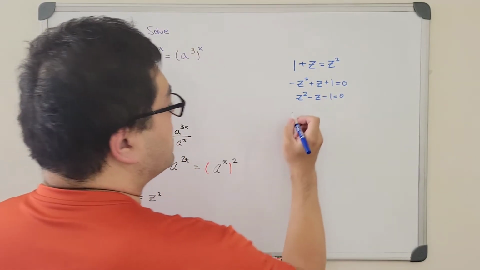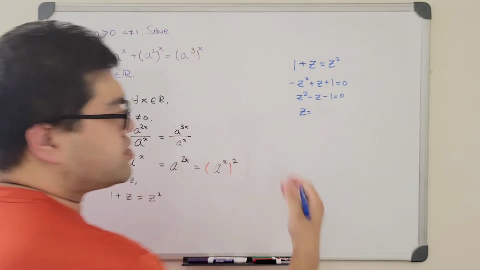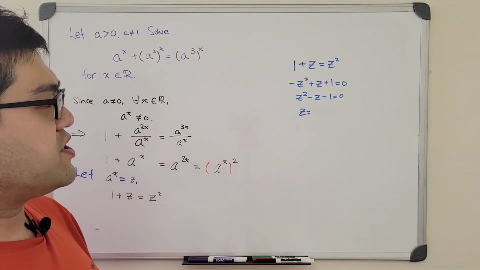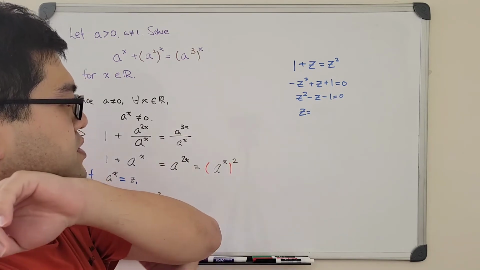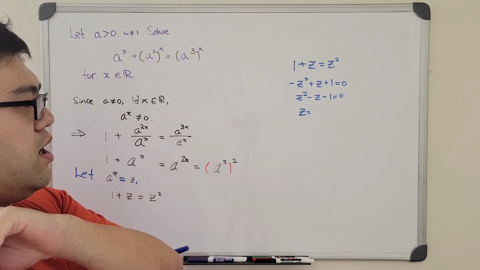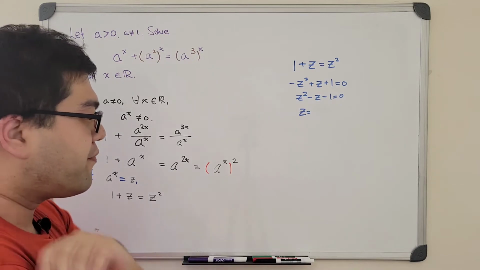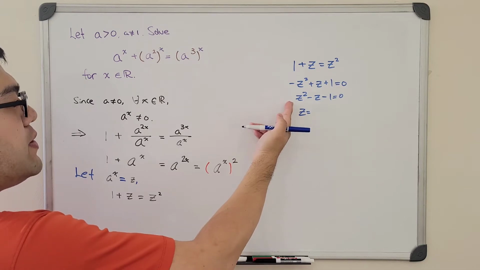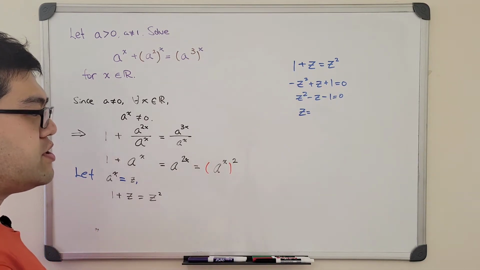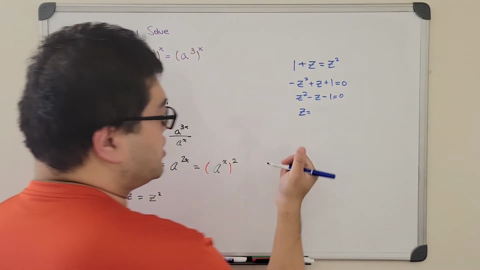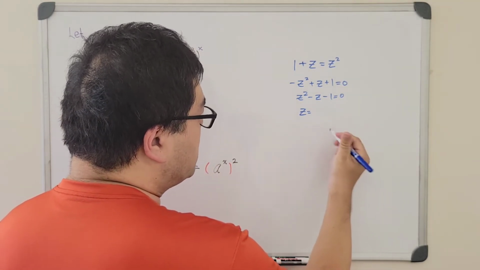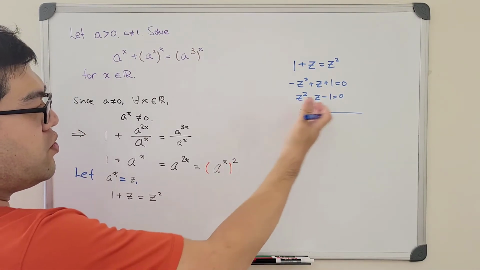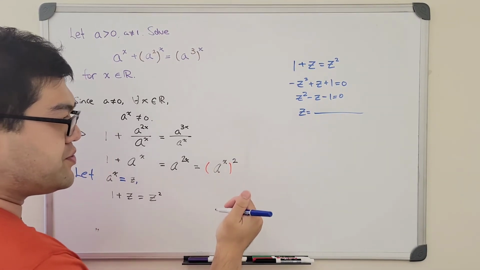So now we can just use the quadratic formula, because we now have z squared minus z minus 1 equals 0, which is a quadratic expression, meaning that the highest degree in this expression is just degree 2. So we can just use the formula to get our answer no matter what variable we have or what coefficients we have.